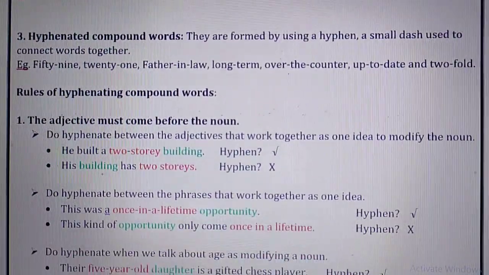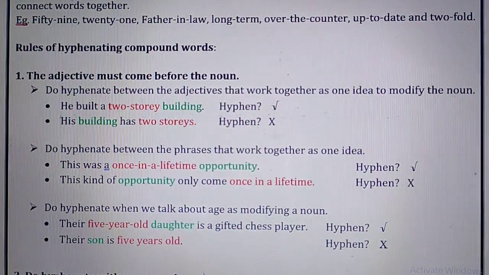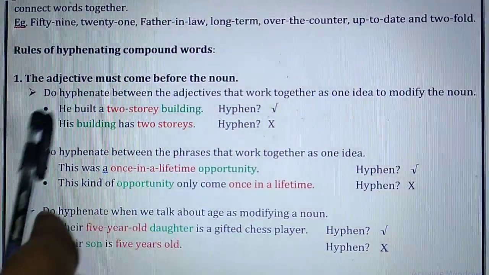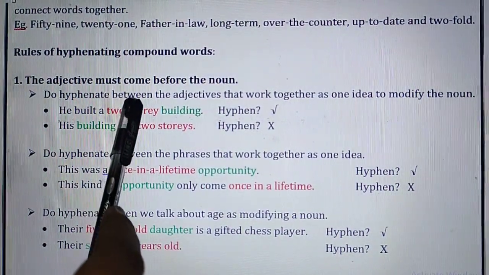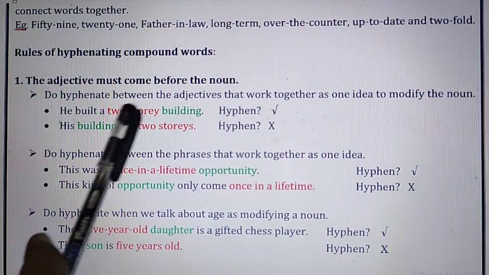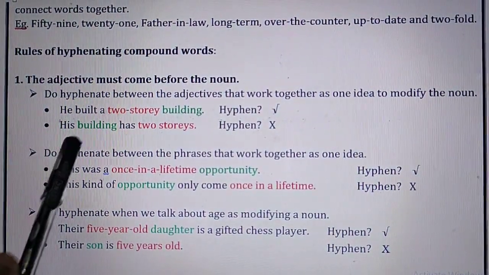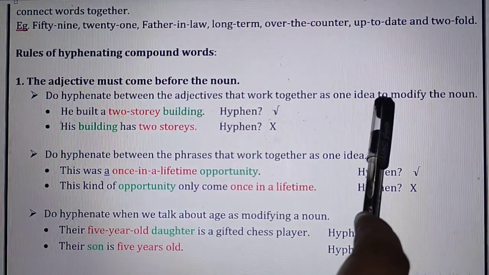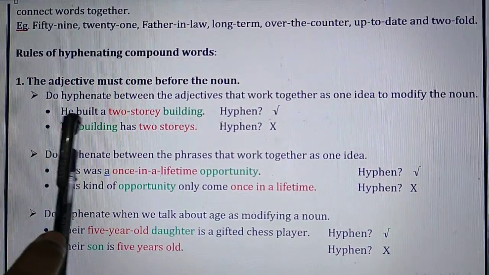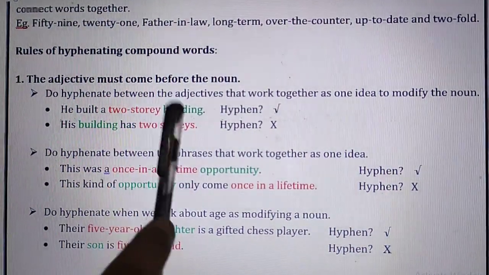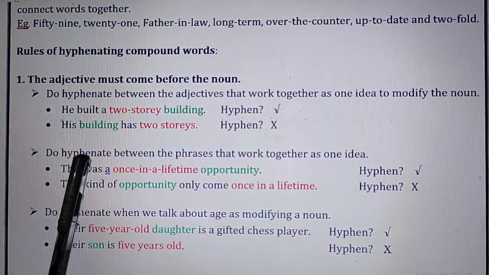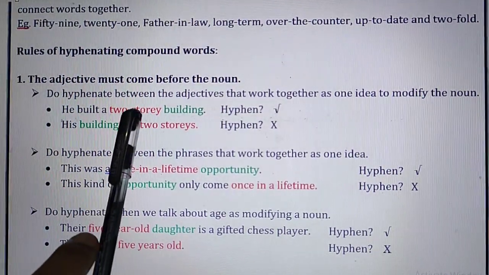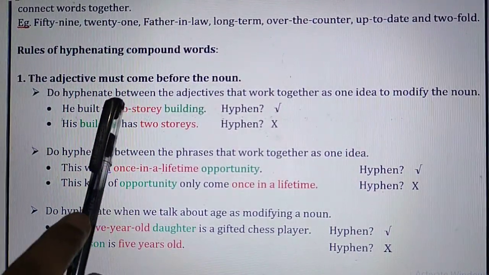The first one is that the adjective must be before the noun. So what is an adjective? Adjectives modify or describe more about a noun. So when such words come before a noun, then they will have a hyphen. Okay, here you can see: do hyphenate between the adjectives that work together as one idea to modify the noun. He built a two-story building. What is the noun? Building. Two and story are adjectives. They have the same meaning. They are pointing towards one idea and they are modifying building. So a hyphen is used here.